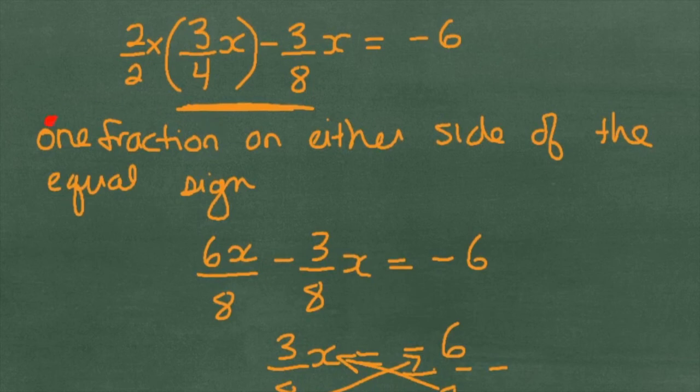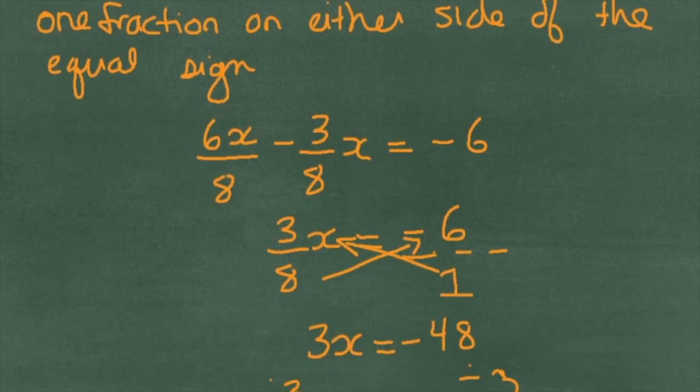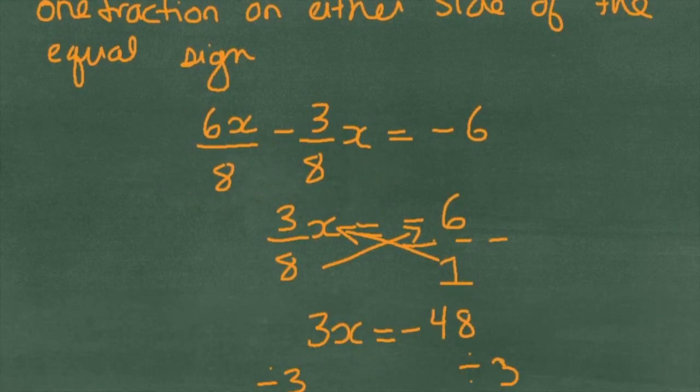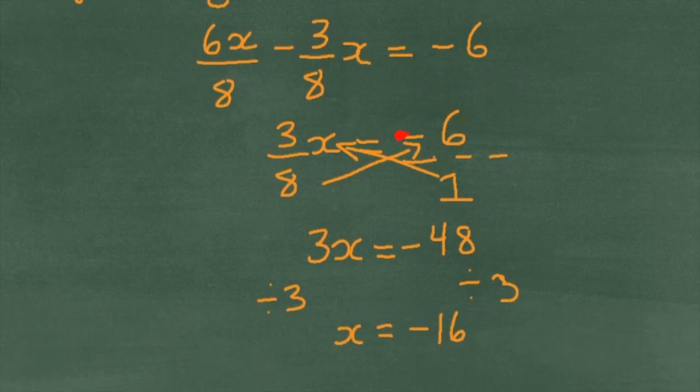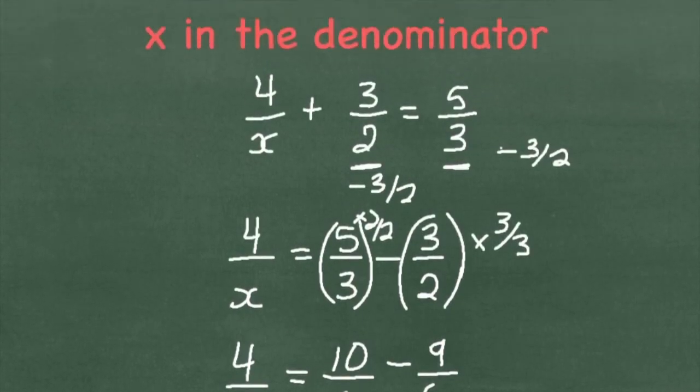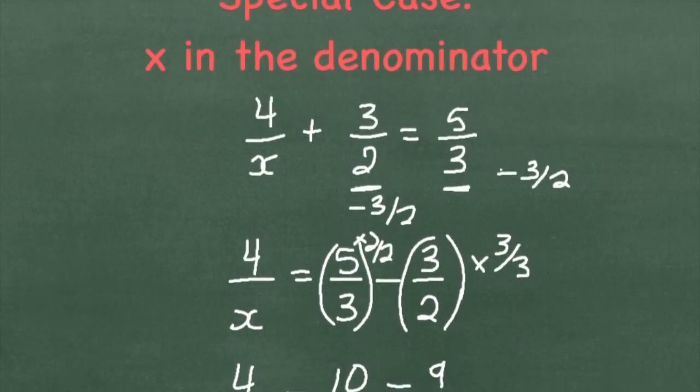Or I showed you a second case where you can cross multiply, but the issue with this is that you need to have one fraction on either side of the equal sign. To do that, we had to make sure that we find a common denominator with both of our fractions to add or subtract them in this case. And once we had one fraction on either side of the equal sign, remembering that everything, a whole number, an integer, is over 1, we just cross-multiplied across, and we got 3x is equal to negative 48 and x is equal to negative 16.